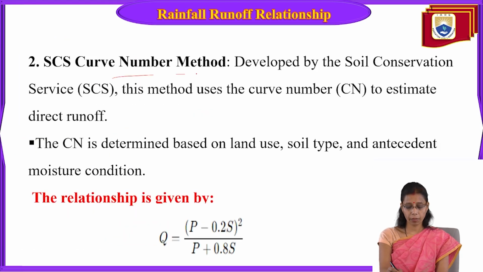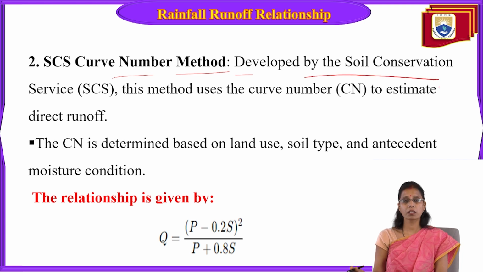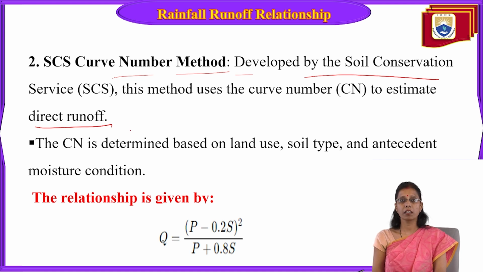Now we have the SCS curve number method. This method was developed by the Soil Conservation Service, and it uses the curve number to estimate the direct runoff. This method is used for estimating the direct runoff of any area where rainfall is going to occur.